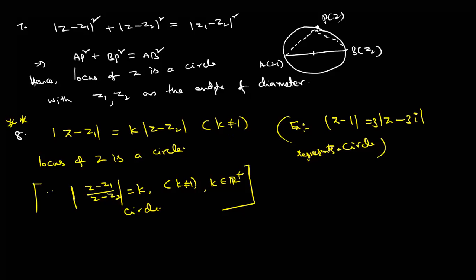If K is equal to 1, what happened? Till now, no one is saying. What is the answer? If K is equal to 1, what is your answer? Anyone? It is a perpendicular bisector. K equal to 1 means it's a perpendicular bisector. That's the meaning.